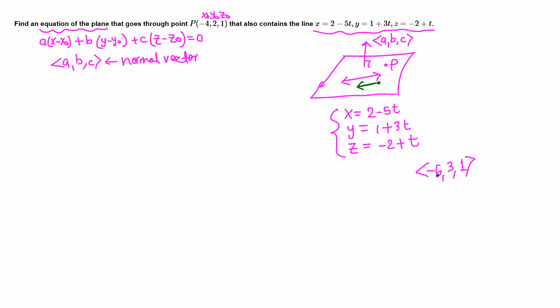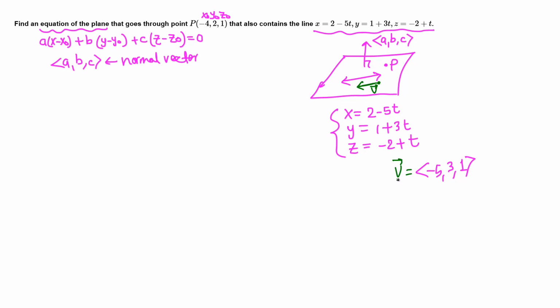This direction vector is, let's say, v. We found it from these equations: -5, 3, 1. But we needed a normal vector, not the direction vector. Then how do we find this normal vector? Anyway, we have one vector here, parallel to the line. If we find another vector on the plane, then the cross product will be orthogonal to this plane. That means we would find the normal vector.